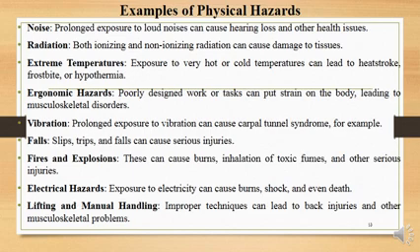Noise is a prolonged exposure to loud noises which can cause hearing loss and other health issues. Radiation, both ionizing and non-ionizing radiation, can cause damage to tissue. Extreme temperature: exposure to very hot or cold temperature can lead to heat stroke, frostbite or hypothermia. Ergonomic hazard: poorly designed work or tasks can put strain on the body, leading to musculoskeletal disorders. Vibration: prolonged exposure to vibration can cause carpal tunnel syndrome, for example. Slips, trips and falls can cause serious injuries. Fire and explosion can cause burns, inhalation of toxic fumes and other serious injuries.